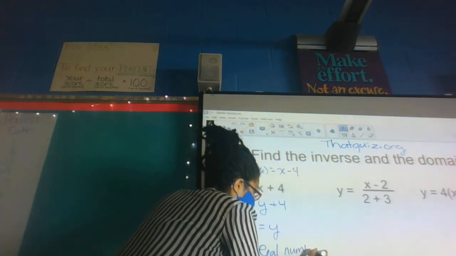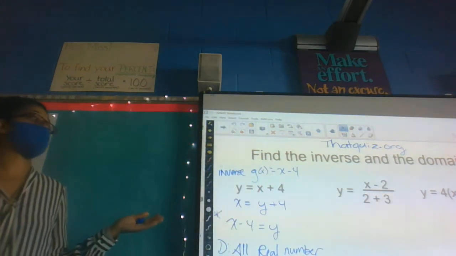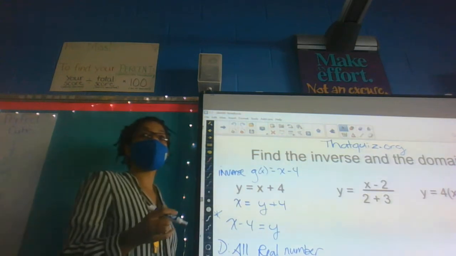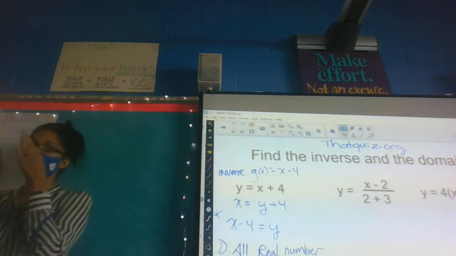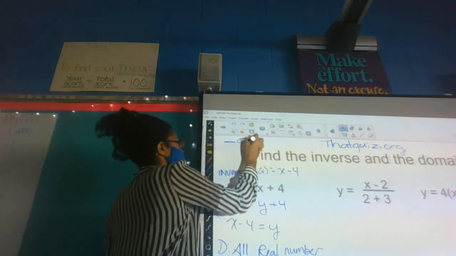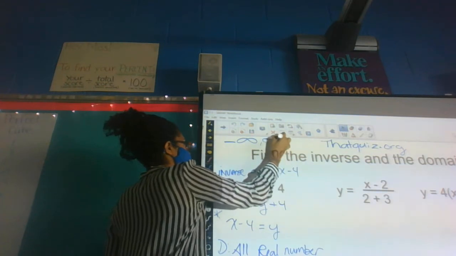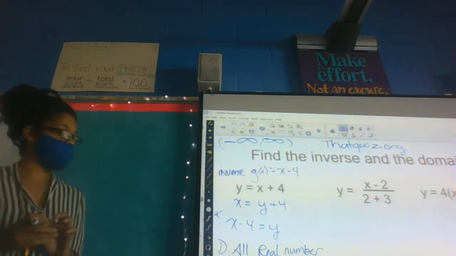We're going to get to equations where that's not going to be true. But for this equation, can you not see that? All real numbers. All real numbers is also written as negative infinity to positive infinity.